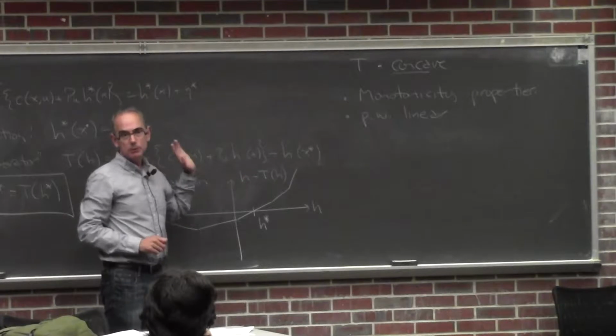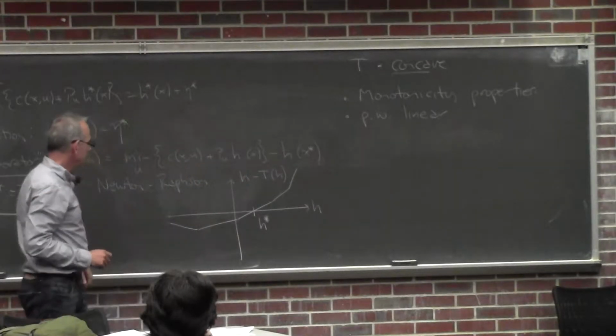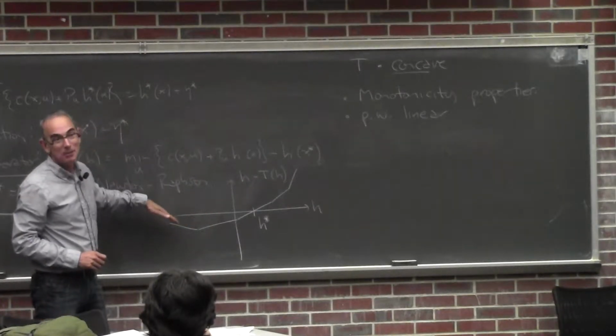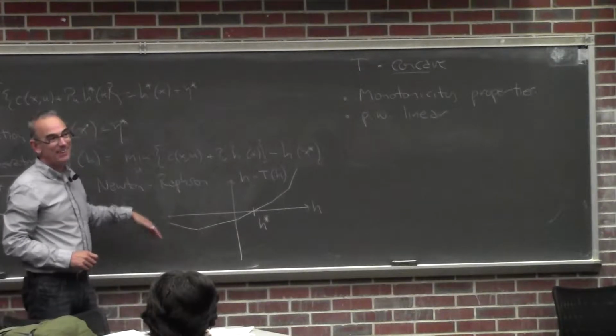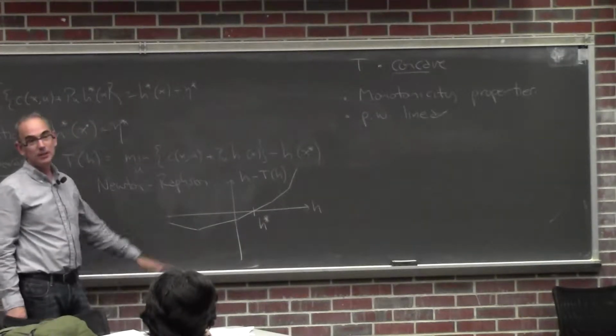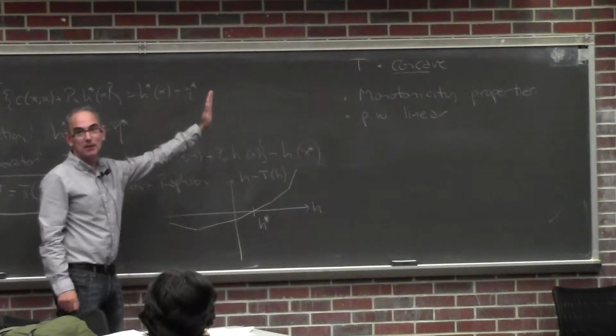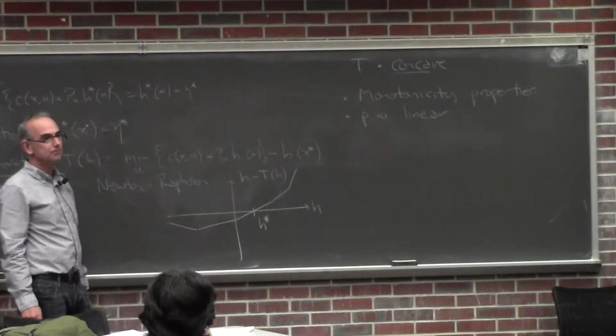h star is where this is equal to 0. By the way, that's the monotonicity I mean, that it doesn't come back up again. In the discounted case, it's really clear that this is sort of monotone. In the average cost case, it's not as clear.